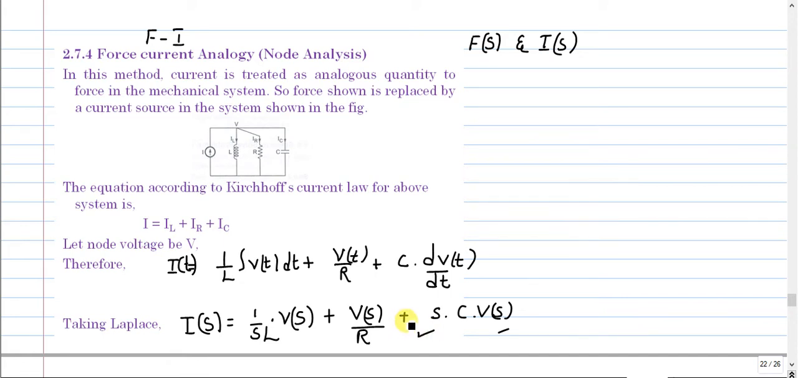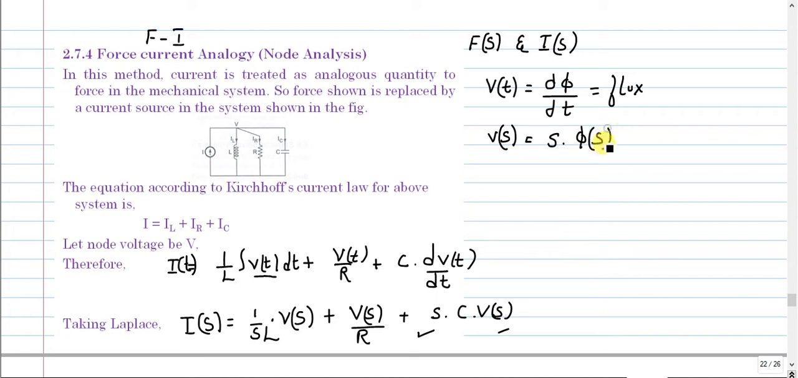So for that, what we will do, we will write in terms of flux. So we will represent this v of t in terms of rate of change of flux, that is differentiation of phi with respect to dt. So this we call as flux. If you remember, previously we represented in terms of rate of change of charge. So here we are representing in terms of flux. So when you apply Laplace transform, v of s is equal to s into phi of s.